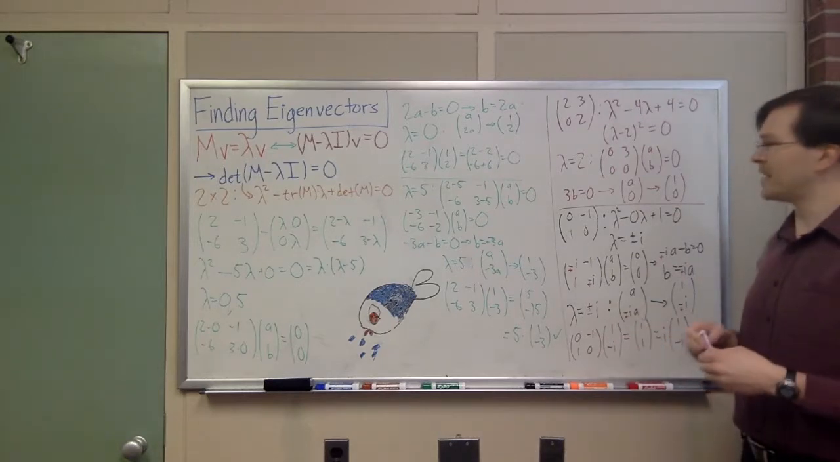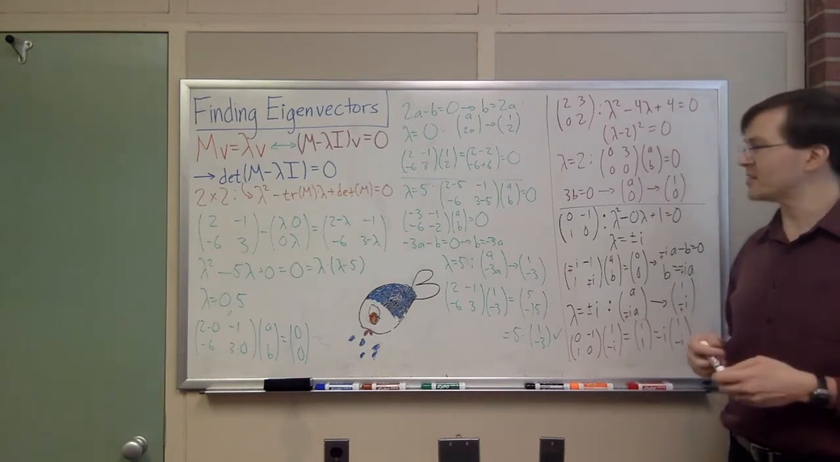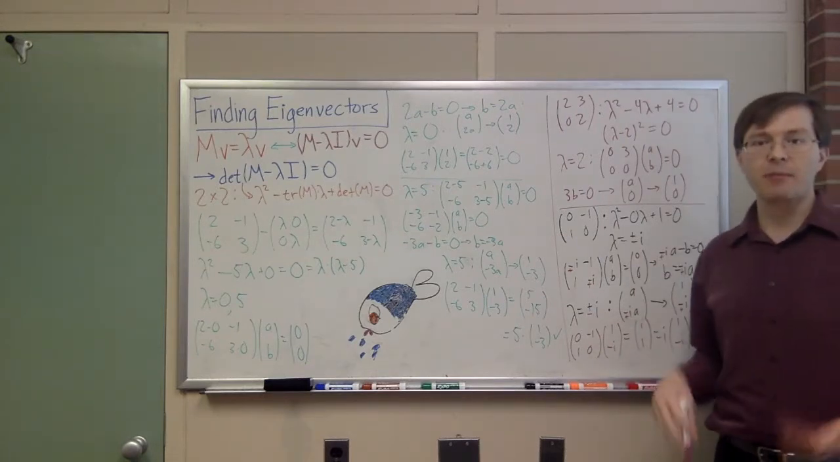That's my story for some 2x2 examples of finding eigenvectors. And I think this illustrates most of the things that can come up in 2x2 cases.